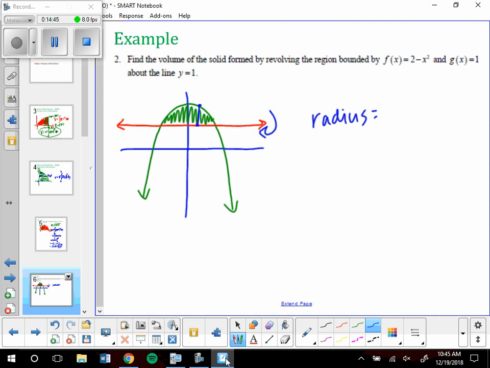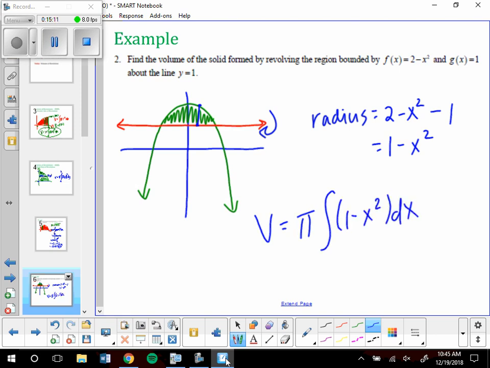So on top we have 2 minus x squared, and on the bottom we have 1. Let's simplify that into what? 1 minus x squared. So our radius is 1 minus x squared. And once we have that, we can just use the volume. We're integrating each little disk, pi radius squared.